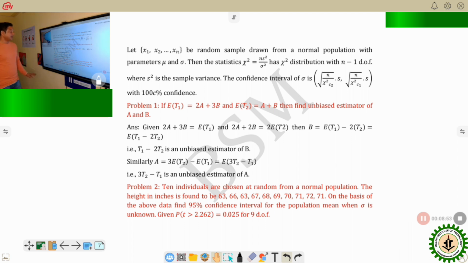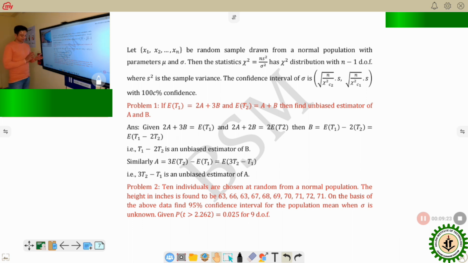Now we'll go for a confidence interval for population mean problem. Ten individuals are chosen at random from a normal population, so the sample size n equals 10. The heights in inches are found to be these values. From this information, you will find the sample mean and sample variance. On the basis of the above data, find the 95% confidence interval for the population mean when sigma is unknown. Since sigma is unknown, you will use the t distribution.